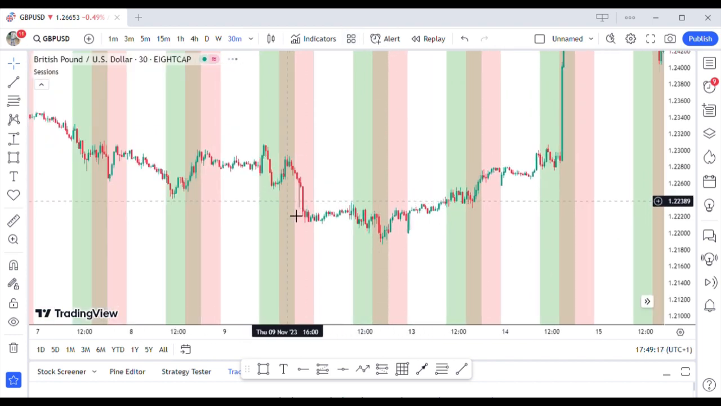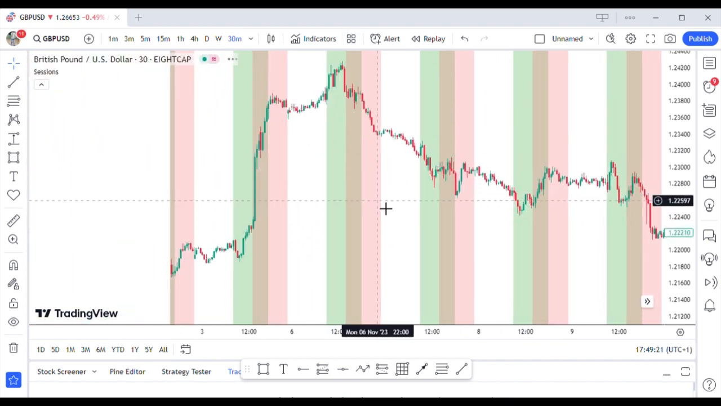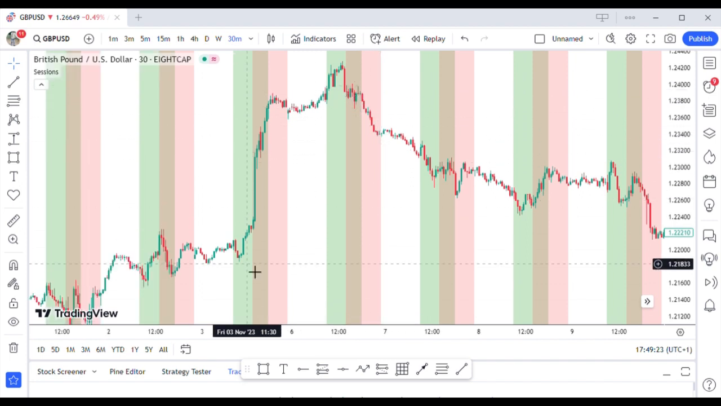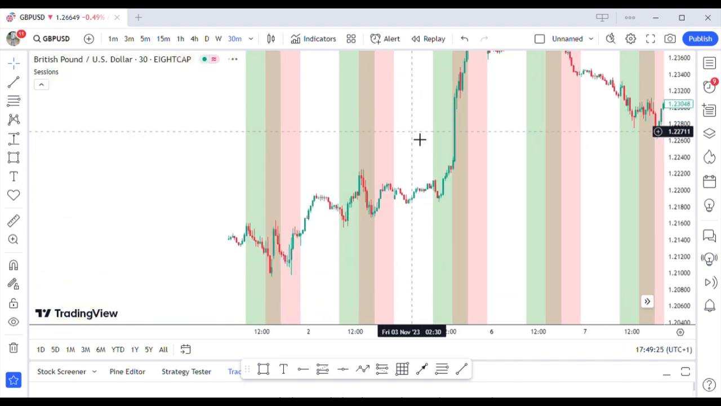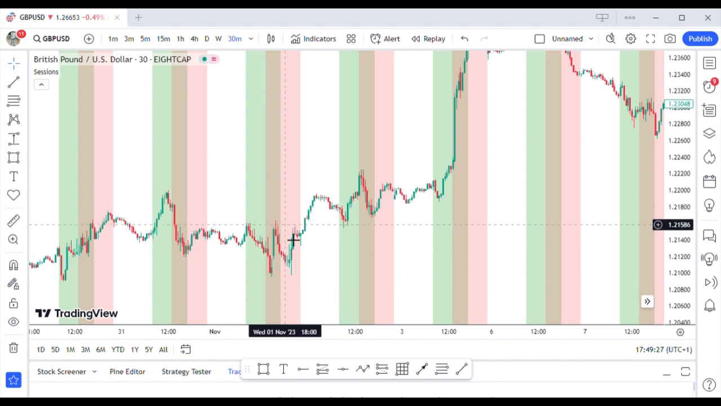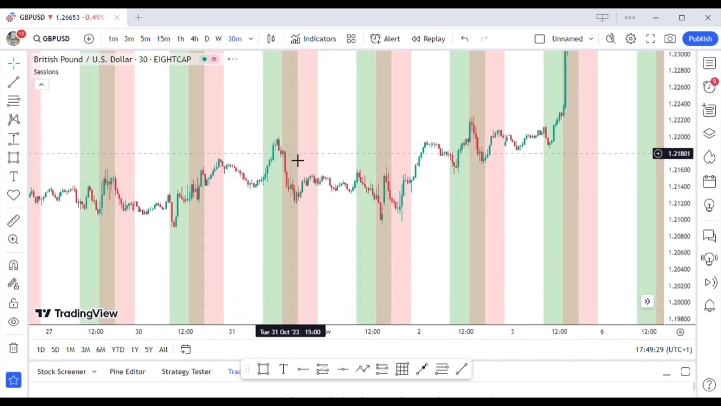So we are just backtesting. Can you see this movement also during New York session? Can you see this movement during New York session, an impulse movement during New York session? So this movement also is during New York session.